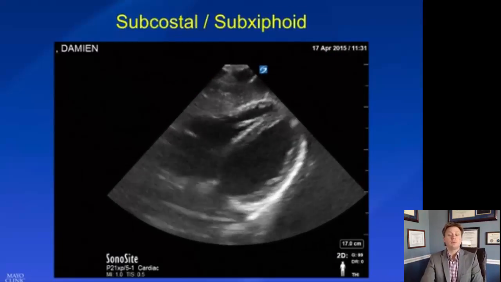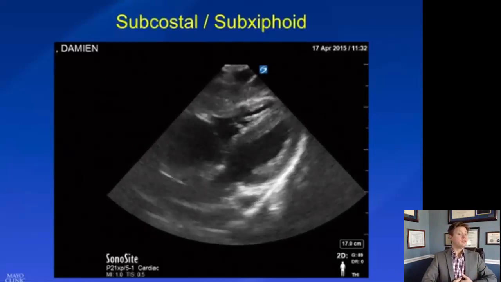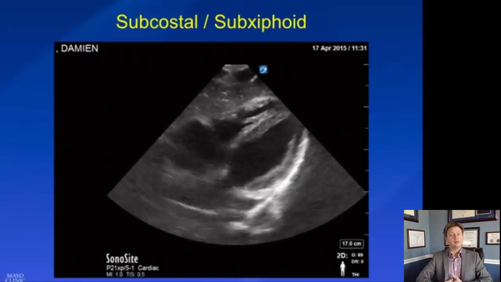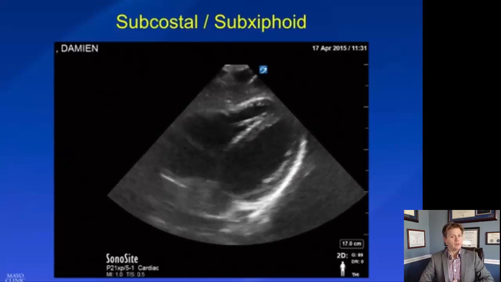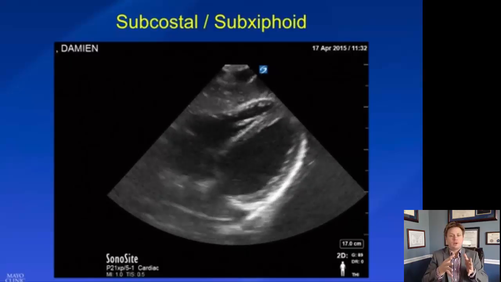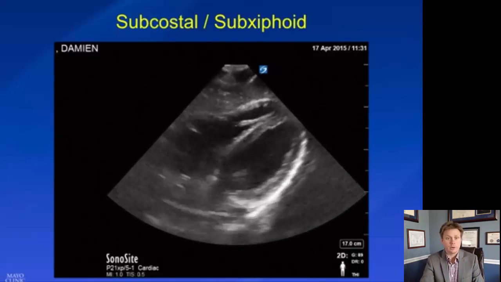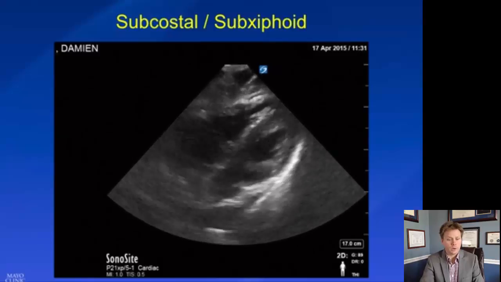Next imaging window is the subcostal or subxiphoid view of the heart. This is going to go just underneath the xiphoid process, typically a little bit more towards the patient's right, so that you're using the liver as an acoustic window, meaning something that the sound waves can transmit through in a good fashion, so they don't hit the air in the stomach or the duodenum.